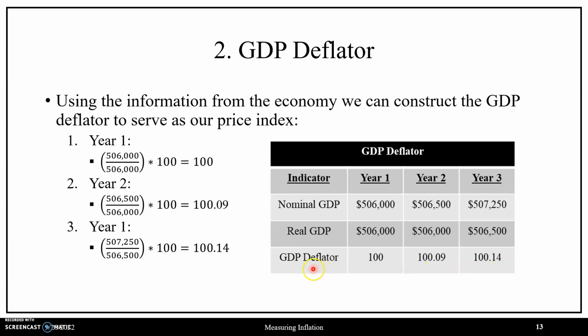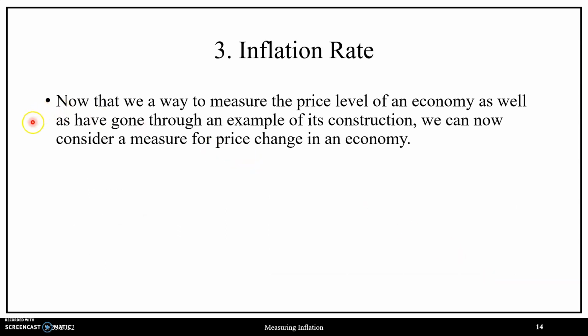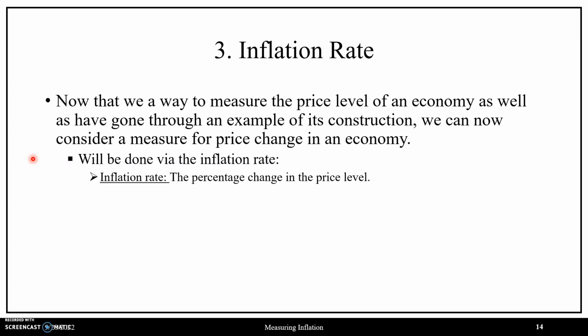So through the GDP deflator, we have the price level for this economy, and going from year 1 all the way through year 3, we see that this price level is increasing, which by definition would mean that inflation is present. Now that we have a way to measure the price level of an economy, as well as having gone through an example of its construction, we can consider a measure for price change in an economy, which will be done via the inflation rate. This will allow us to quantify the inflation going on in an economy, as opposed to eyeballing if it is present or not, as we did in the previous slide.